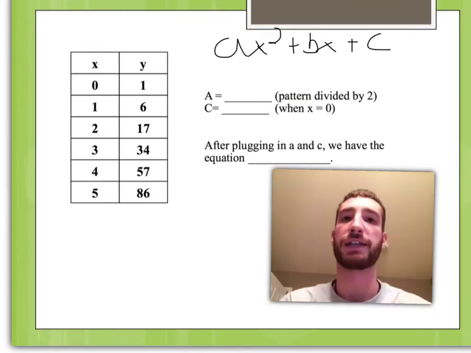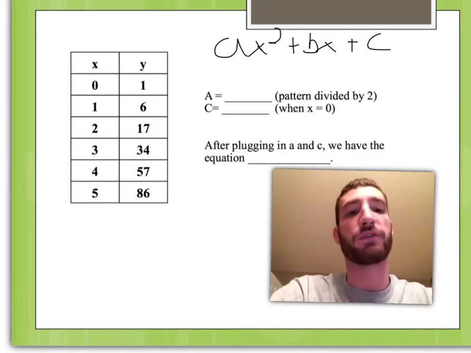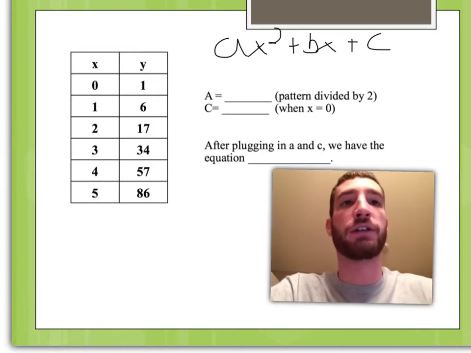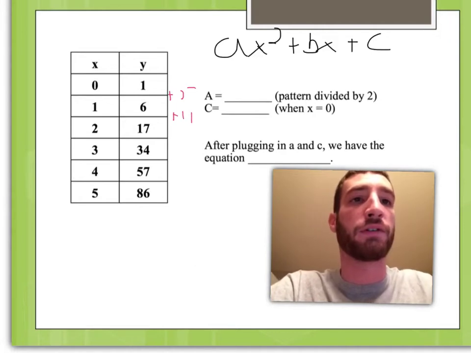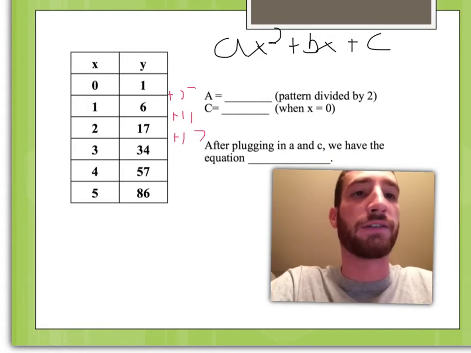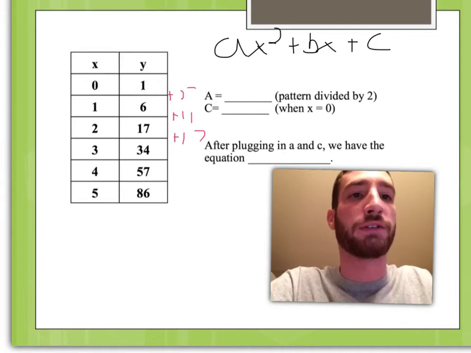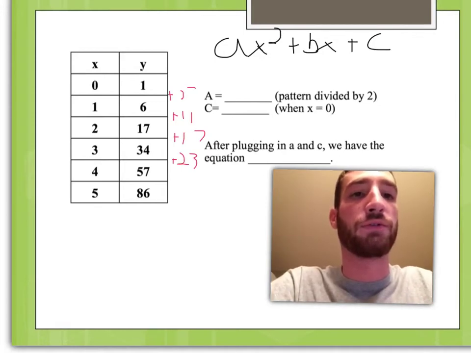Alright, I'm going to teach you how to find a and c first. They're the easiest by far. To find a, we want to find our recurring pattern, and we're going to divide it by 2. So to go from 1 to 6, we would add 5. To go from 6 to 17, I would add 11. From 17 to 34, I would add 17. To go from 34 to 57, I'm going to add 23. And from 57 to 86, I'm going to add 29.